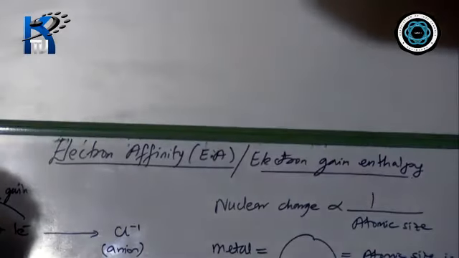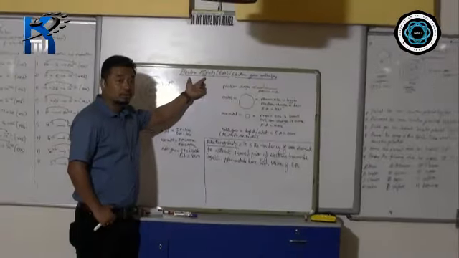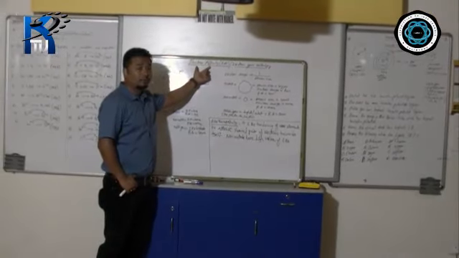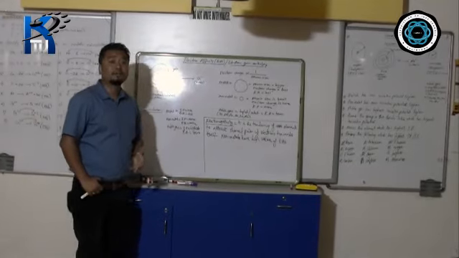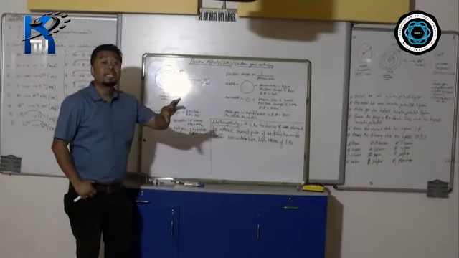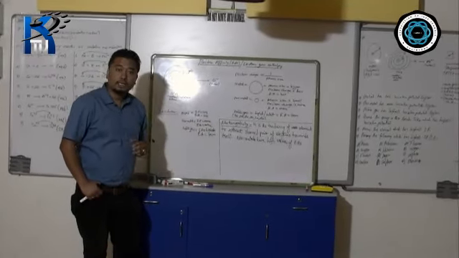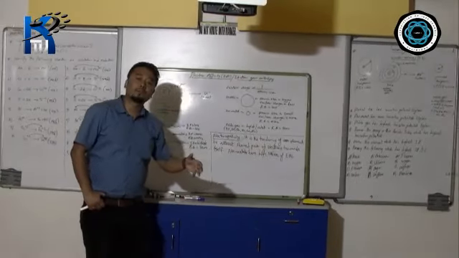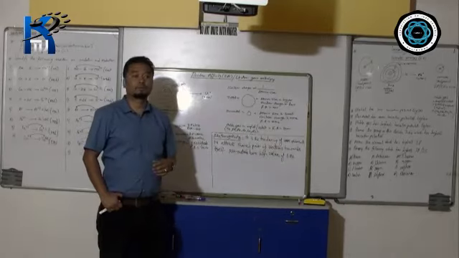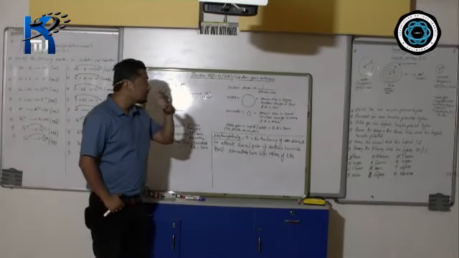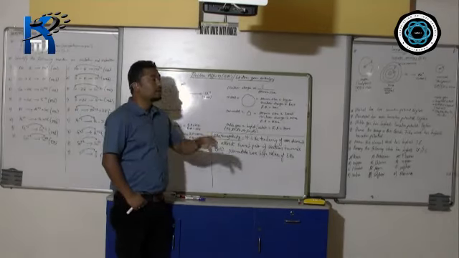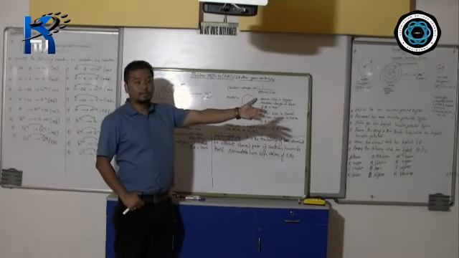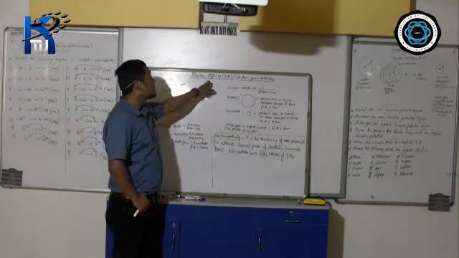But I would like to request you to go through the word. It's a new word, maybe, for some of you. What is electron affinity? Now listen to the meaning. Electron, you know what that is. Affinity means affection, love. So electron affinity means love towards electron.